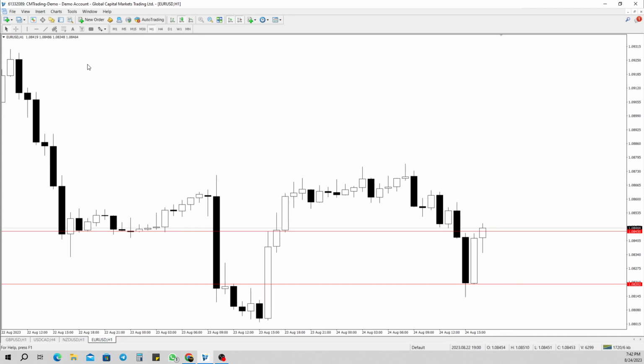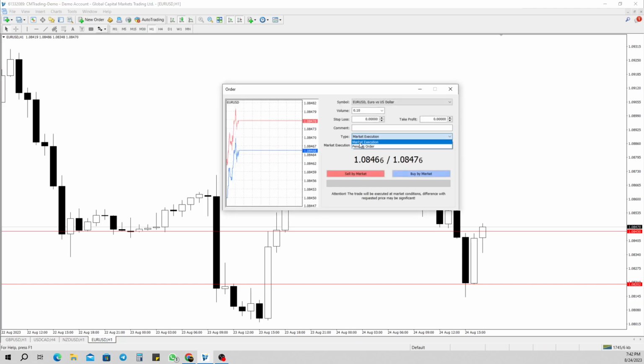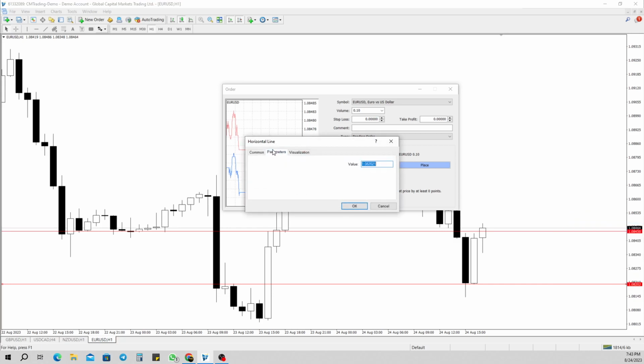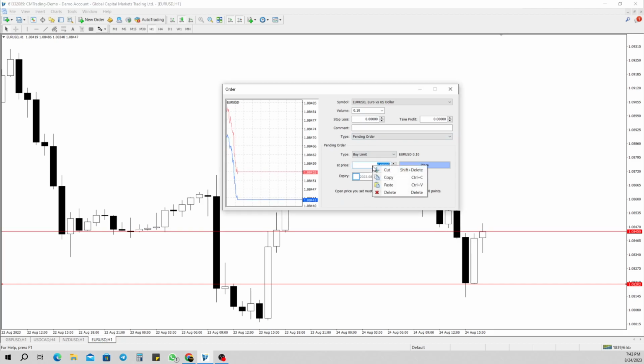So buy limit is a pending order in which your execution price would be lower than the current market price, right? In order to execute a buy limit, you have to go to this area, new order, and now you have to select pending order. Then you select buy limit, or whatever order you are going to execute. For example, we're talking about a buy limit. Now you add your price, at which price you want your order to be executed. At this area you will put this price. What was the price here? Let me just copy that price, and now I'm going to paste it here.